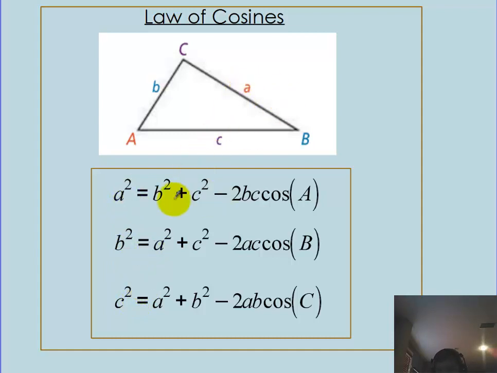So if you want a squared equals b squared plus c squared minus 2bc cosine of A. And there's a lot going on here, but if you look at those, you kind of see the pattern. You've got one side squared equals the sum of the other two sides squared, minus 2 times each of those other two sides, times the cosine of the angle that corresponds with that side. So there you go. You just have to write that down, maybe memorize it.